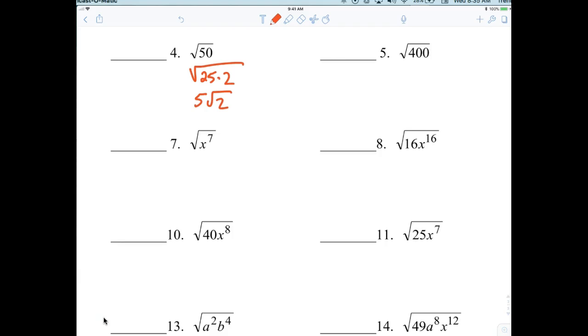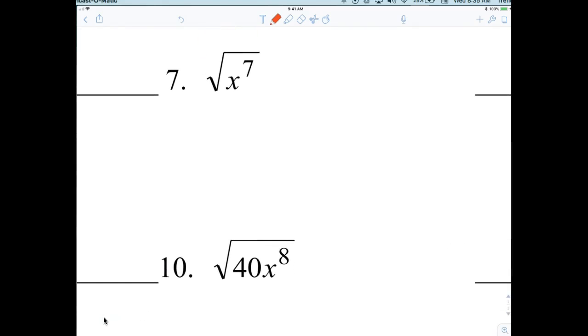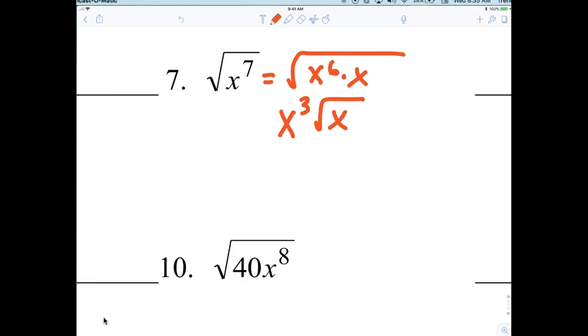All right, is x to the 7th odd or even? Odd. Can I divide by 2? No. So I have to break it down. That's the same as x to the 6th times x. You good with that? Yeah. Is that what you did? I got x, and if you don't make that outside, then x. All right. So you got one right. So now I have x cubed square root of x. Good?